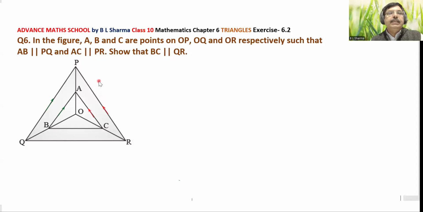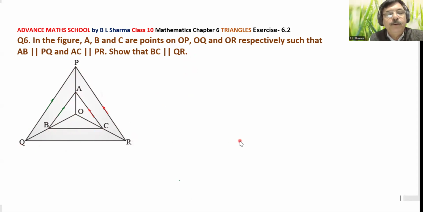Question number 6, in the figure, A, B, C are the points on the side PO, OQ, and OR respectively, such that this line AB is parallel to PQ and this AC is parallel to PR, and we have to prove that BC is parallel to QR.